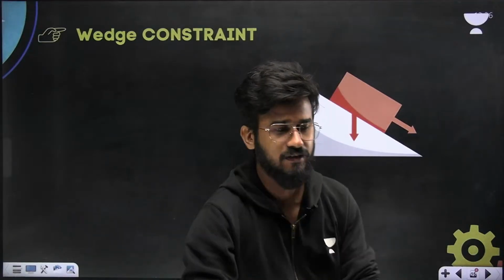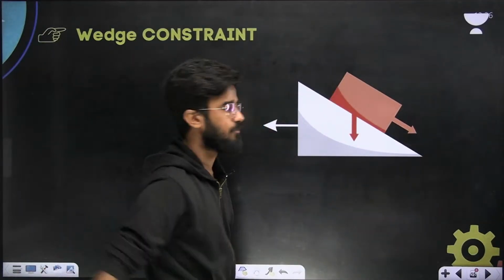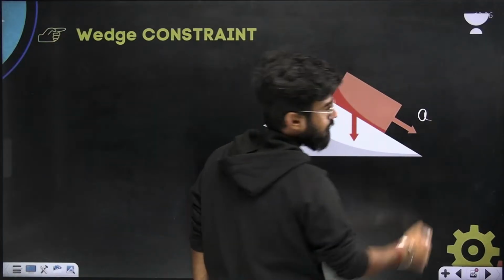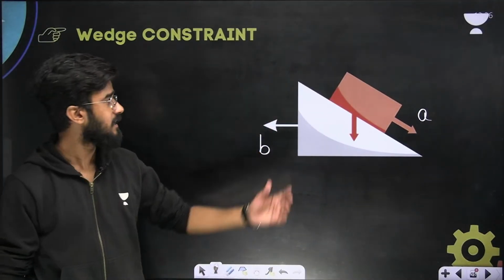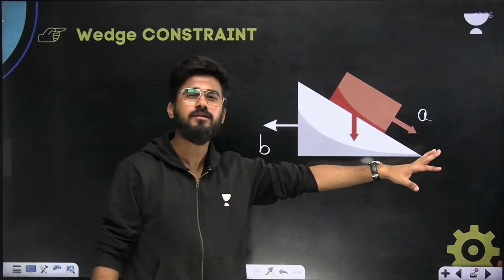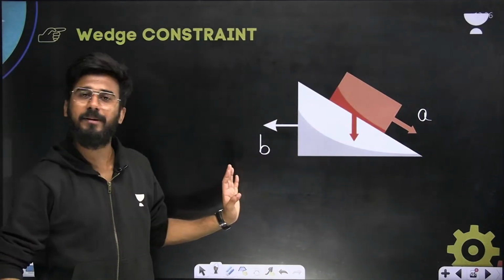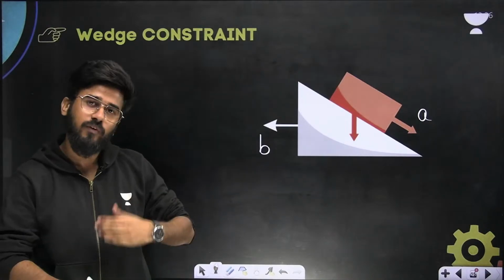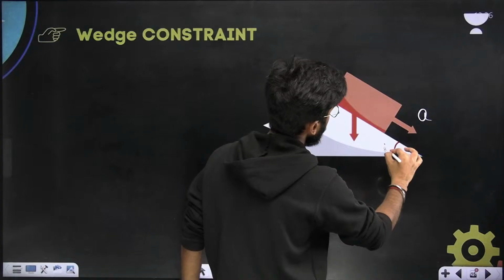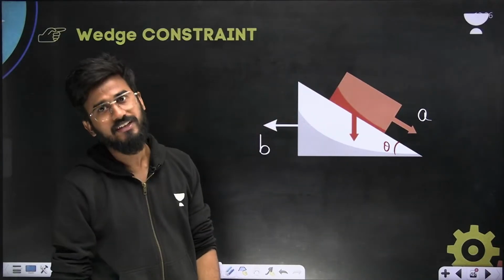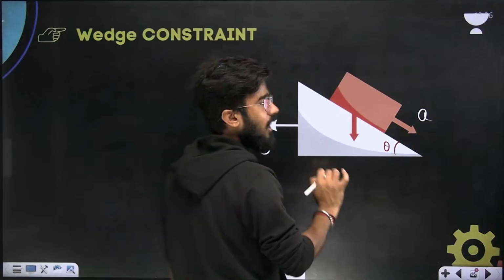So if we leave this system like this, if this is going in this direction, suppose with acceleration or velocity A, and this is going with velocity B, so one thing we'll have to realize is that this B and this A are connected, they have some relations, so they'll be connected with each other. Okay, now how we'll find the relation between them? So first of all, let us say this angle is theta. Now we have to find the relation between A and B. Got it?